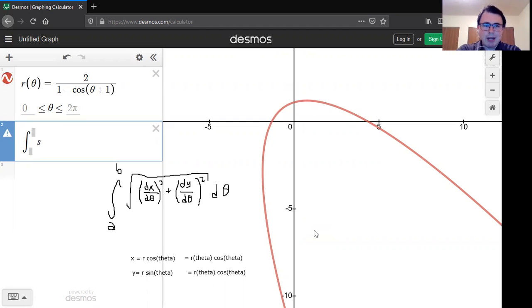And what I'm going to integrate is the square root. I'll have two things squared here. And what is it going to be? I'll have r squared plus r prime squared. All of this d theta.